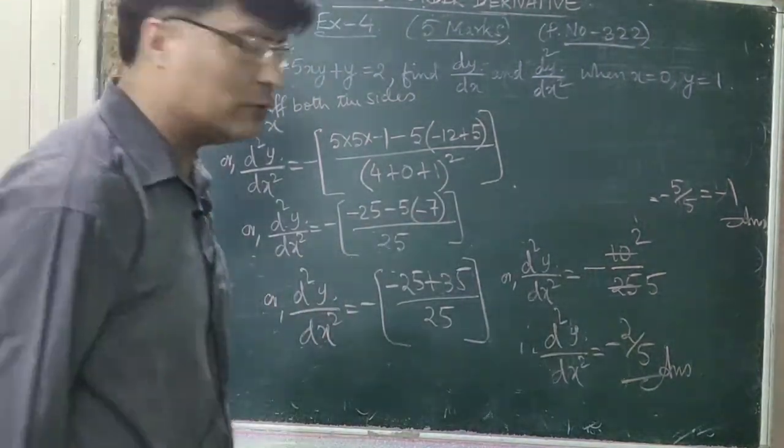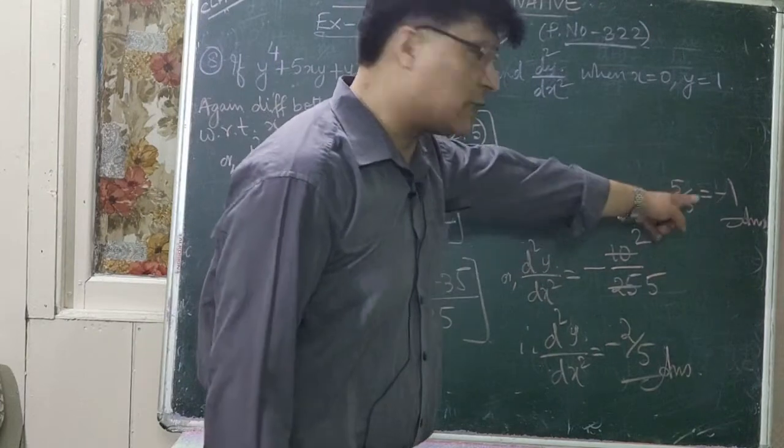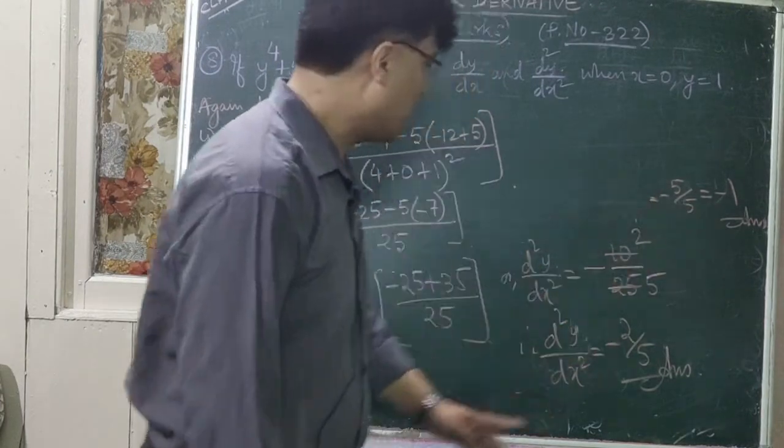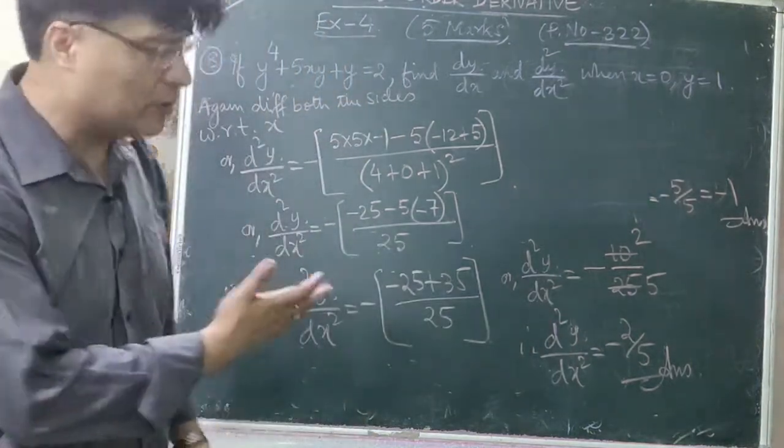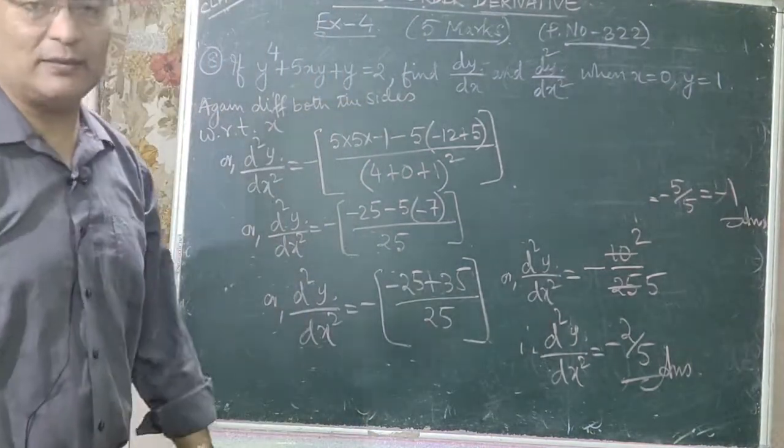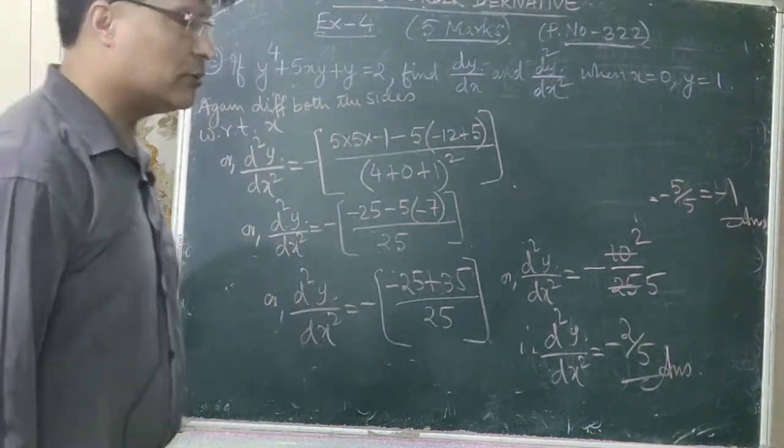Is that clear to all of you? So what was the value for dy by dx? It was minus 1. And what is the value for d2y by dx square? It is minus 2 by 5. So this is the final answer. So now we'll do the next question.